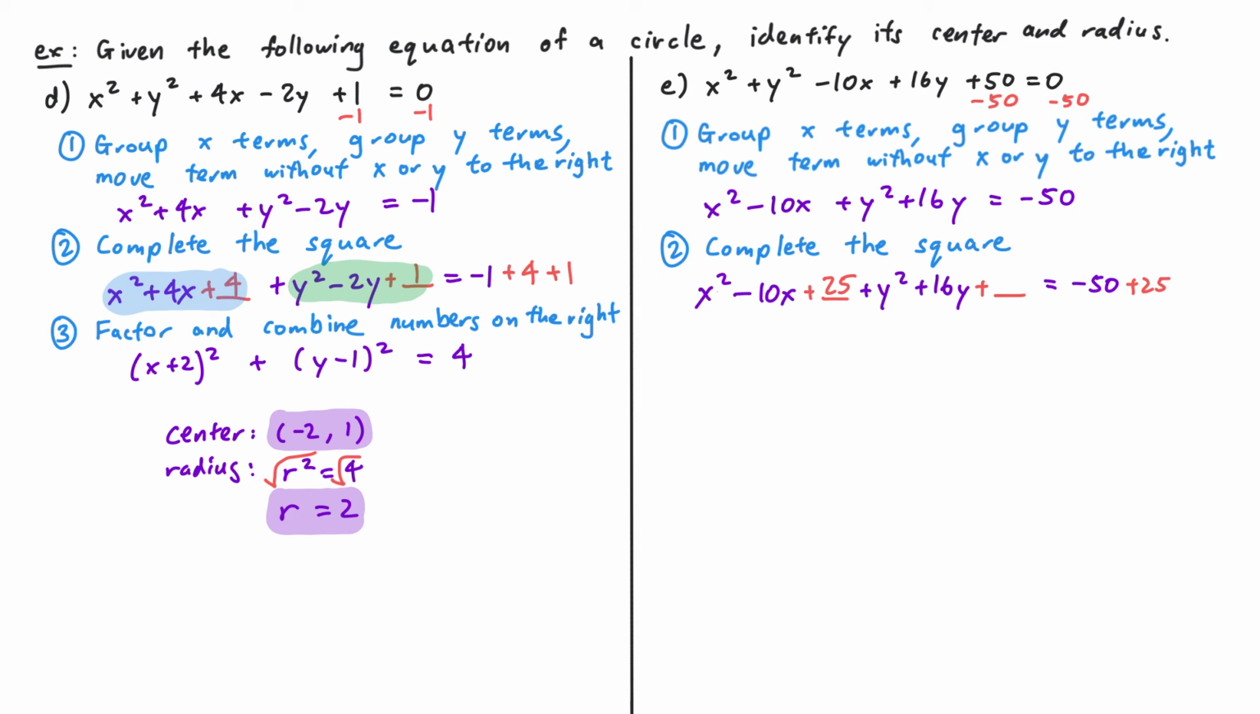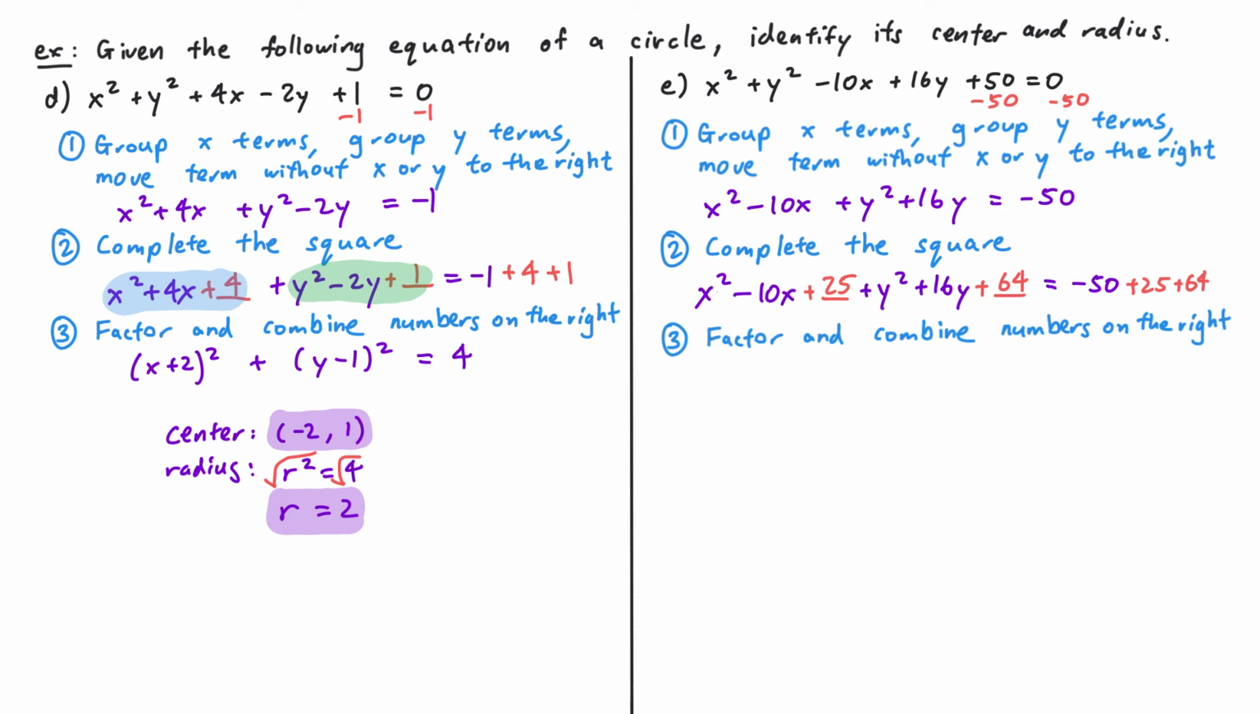Now for the y's, we have y squared plus 16y. What we need to do is take this middle term, the 16y, divide that by 2, and square the result. 16 divided by 2 gives us 8. 8 squared gives us 64. So to complete the square for the y terms, we add 64. And whatever we add to one side of the equation, we also need to add to the other side. So add 64 to the right-hand side as well.